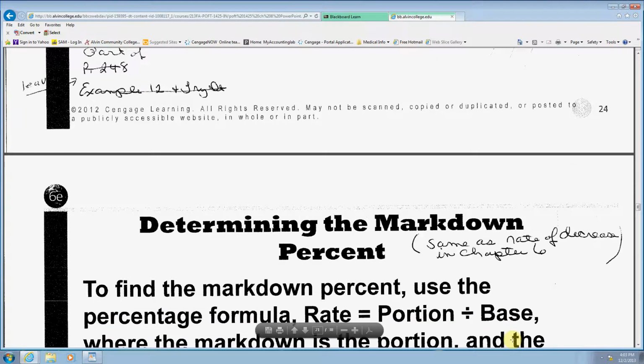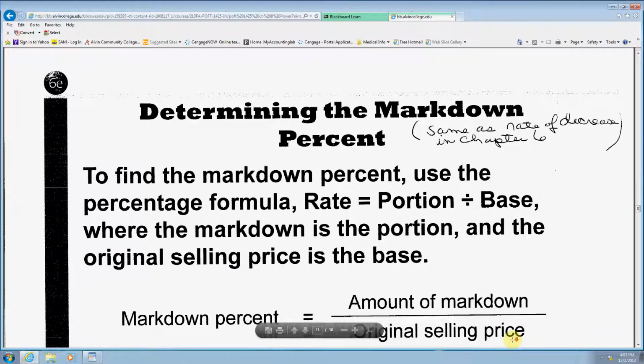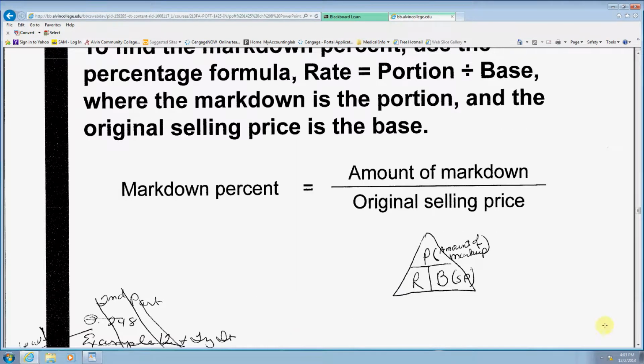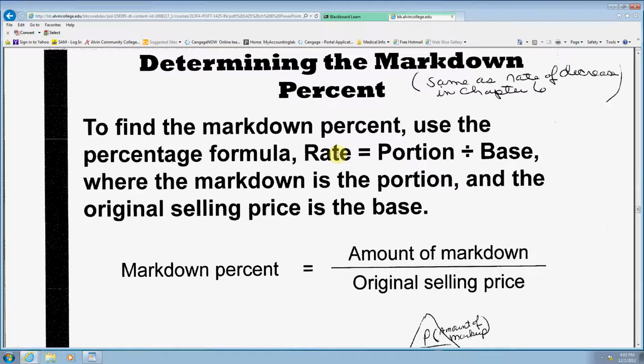Determine the markdown percent. We're going to be using the same thing that we did in Chapter 6, the rate of decrease, and we can use our proportion triangle where the amount of the markdown is a portion and the base is the original price, and then we have the rate. So to find the markdown percent, use the percentage formula: rate equals portion divided by base, where the markdown is the portion and the original selling price is the base.